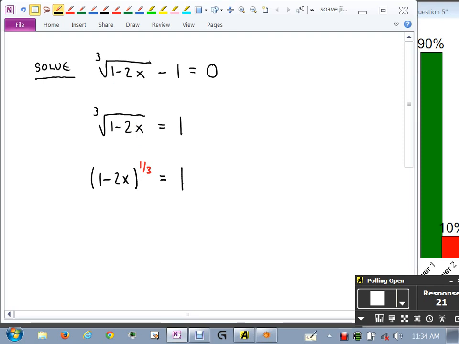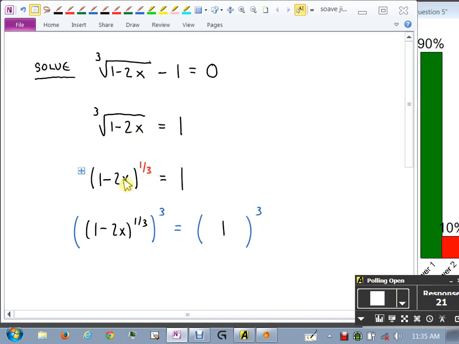So if I want to get rid of the 1/3, I need to raise this to the 3rd power, right? So now I'm going to take both sides of the equation and raise it to the 3rd. On the right side I had 1, on the left side I had 1 minus 2x to the 1/3. You don't have to switch this to 1/3. You could do the cube on both sides here. I'm just doing this so everyone is clear of what the cube root means, all right?